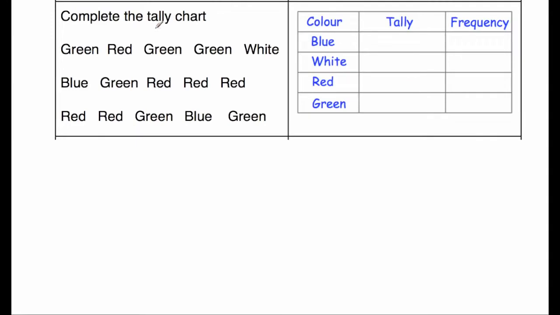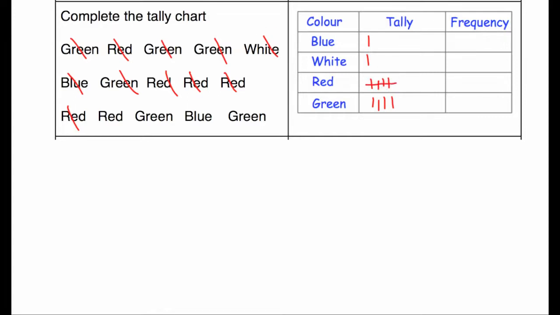Okay, next question. Our next question is a tally chart question, and we have to complete the tally chart. So let's go through the colours. We've got green, that's tally. Red, tally there. Green, green, white, blue, green, red, red, red, red. Now we've got to five, so we're going to put a line, not like that, one, two, three, line through the middle.